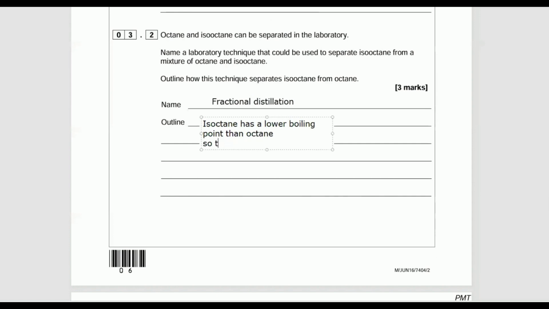So we heat until at or just below 99 degrees, right, which is the boiling point of isooctane.